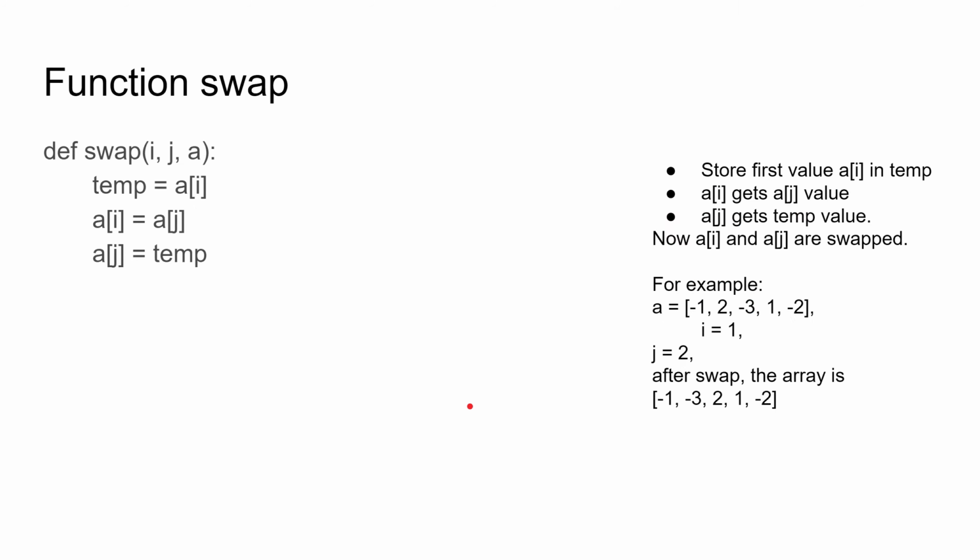To swap for the partition, it'll store the first value, A[i], in temp. Temp is a variable, then A[i] gets A[j]'s value, A[j] gets temp's value, and now A[i] and A[j] are swapped. For example, when A is equal to this, i is equal to 1, and j equals 2, so i is over here, and j is over here, and after the swap, it'll swap -3 and 2, because A[i] was 2 and A[j] was -3. The end.